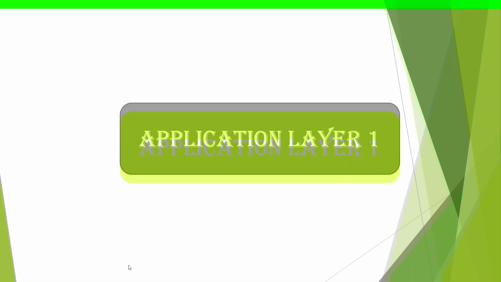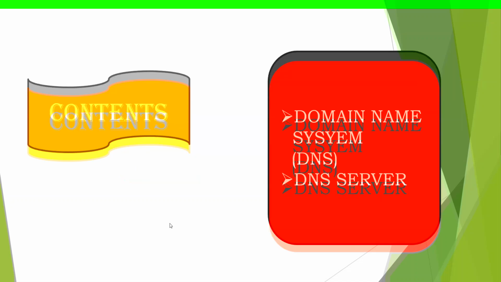We are learning about the application layer, part 2. In this lecture, we have to learn the domain name system (DNS) and the DNS server. These two topics are names of application layer protocols using DNS.